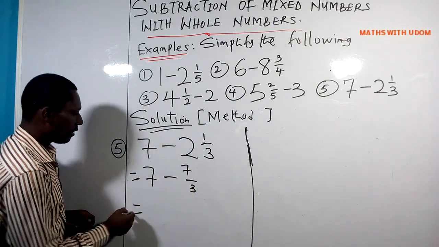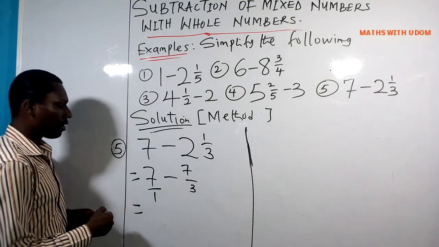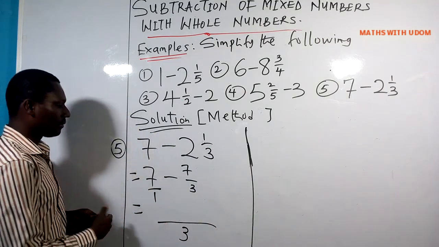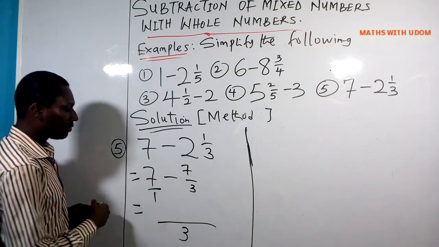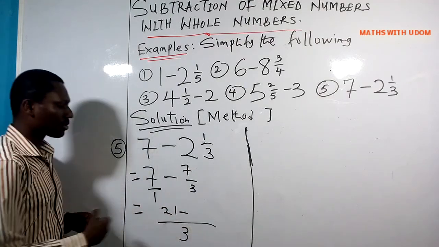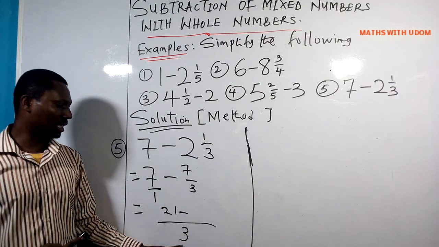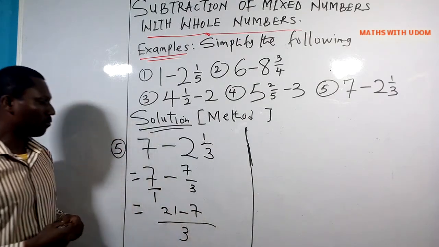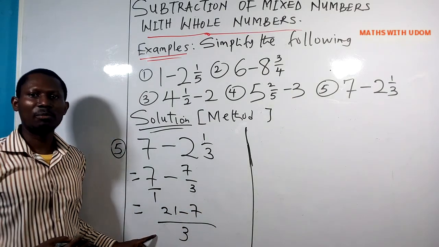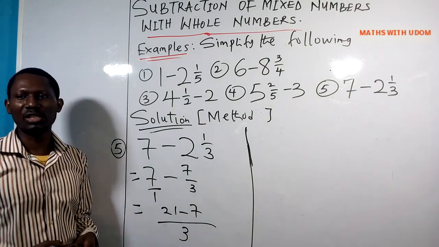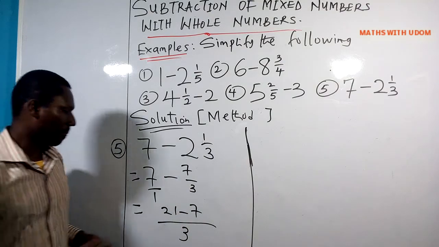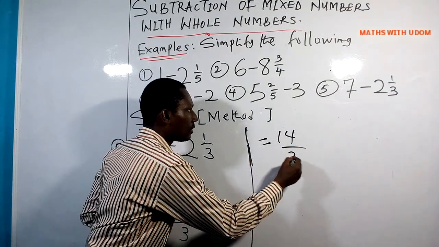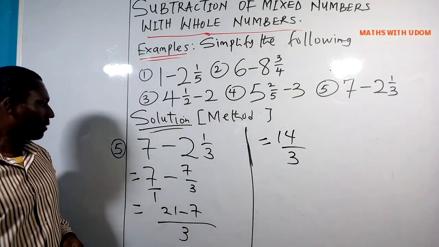So what is the LCM of 1 and 3? It is 3. So 3 times 7 is 21, minus... how many 1s in 3? 3 in 3 is 1. 1 times 7 is 7. So we subtract the numerators from each other. 21 minus 7 will give us 14. So we have 14 divided by our denominator, 3.